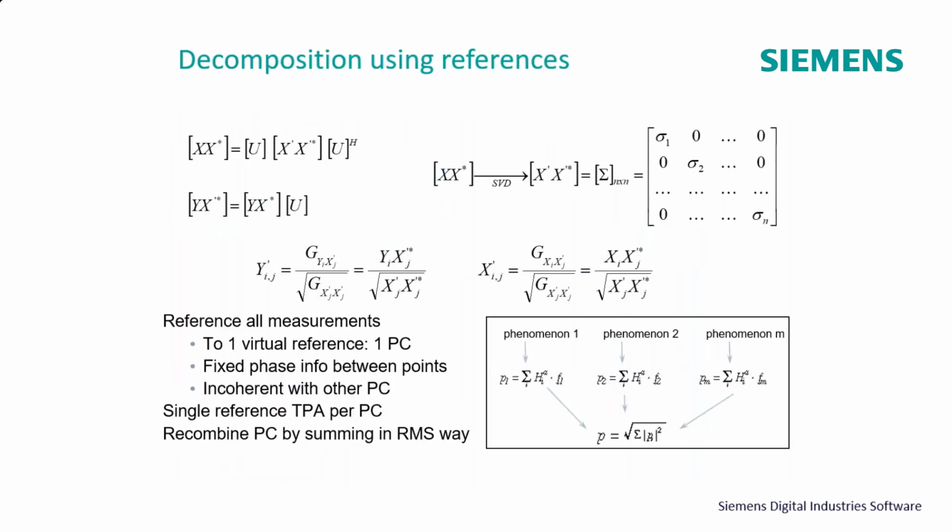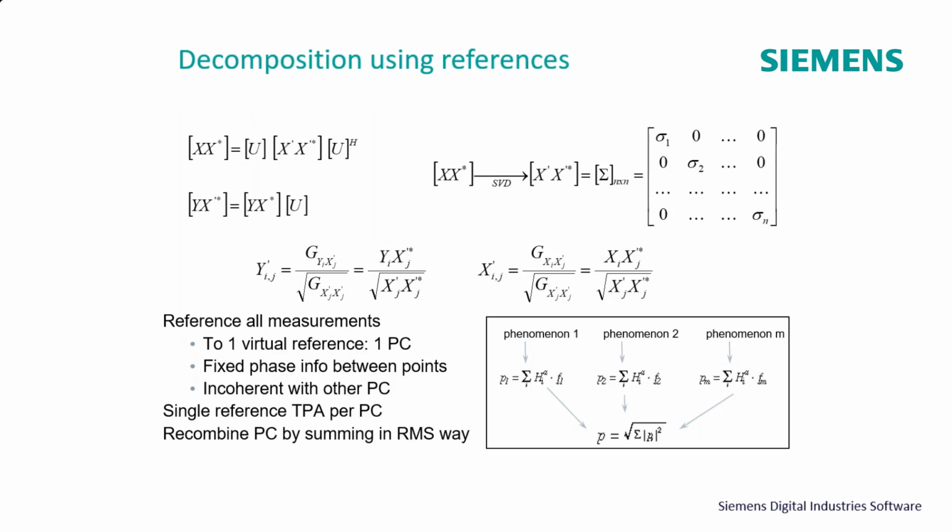Okay, so we're going to go through this decomposition step inside the software using principal component analysis. And then within that principal component, there's a fixed phase relationship between the responses, like I said, but there's not a fixed phase relationship with the other principal components. So in the lower right, we're showing you phenomenon 1, that's principal component 1. Middle is phenomenon 2, that's principal component 2. And then phenomenon 3 would be principal component 3.